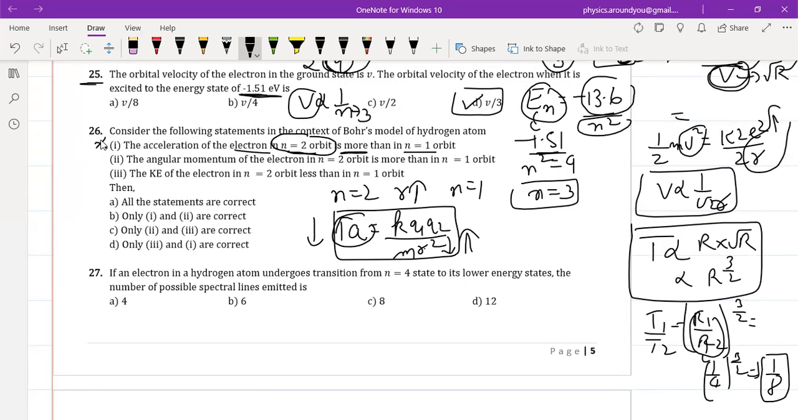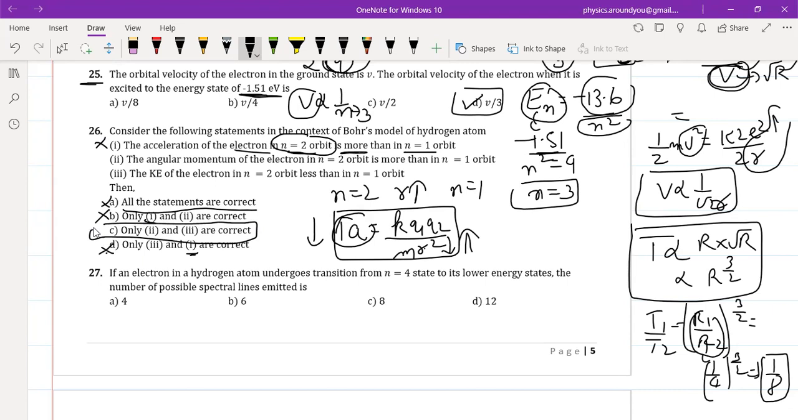If option 1 is eliminated, definitely I can say A is eliminated. Why? All the statements are not correct. So A is eliminated. Even B is eliminated, D is eliminated. Reason? In B and D, they have given that only one is correct and one is not correct. Therefore, A, B, D are eliminated. Only C, hence, becomes the right answer.